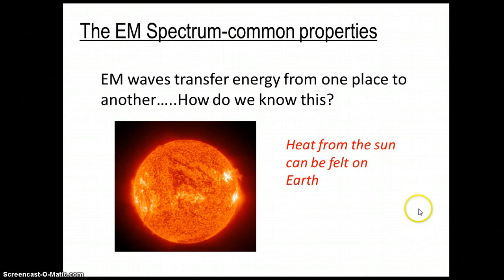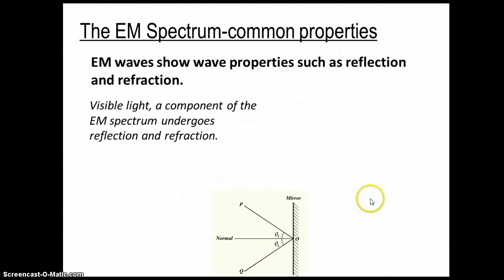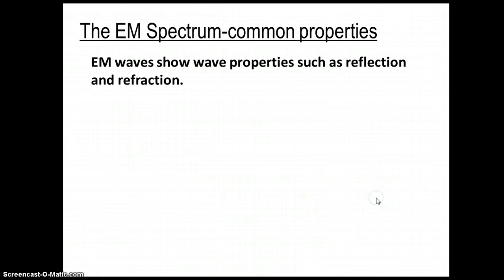Okay, how do we know that EM waves transfer energy from one place to another? The infrared radiation, which comes to us as heat from the sun, it can be felt, right? It can be felt. So we know that the EM waves have traveled some distance to reach us. Okay, we know that EM waves exhibit wave-like properties such as reflection and refraction.